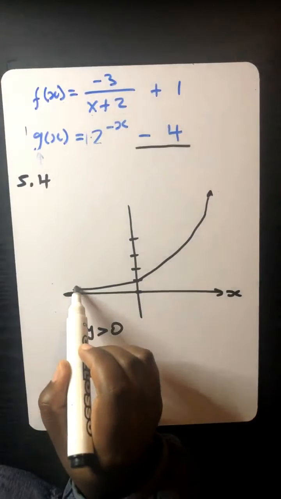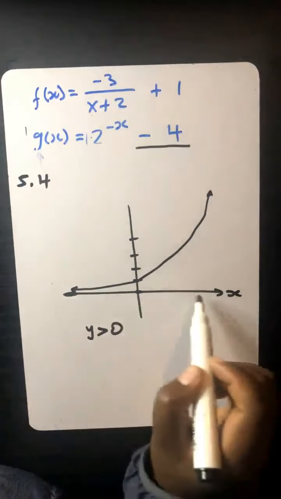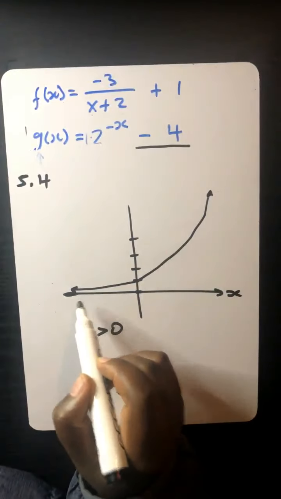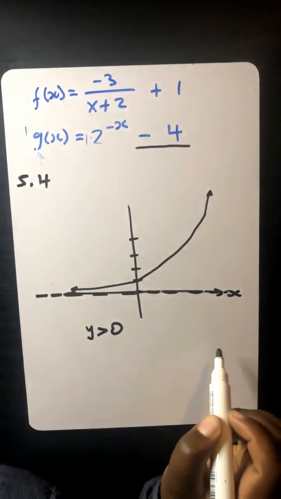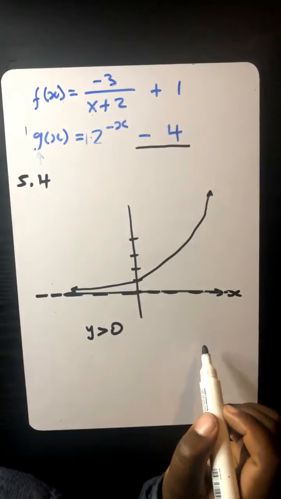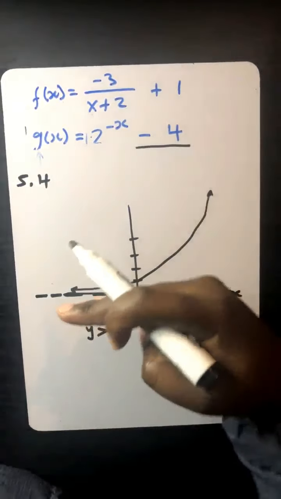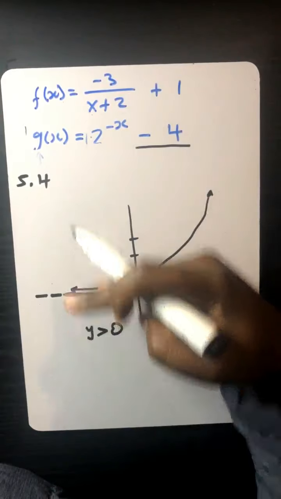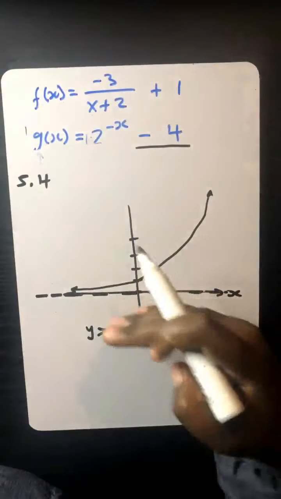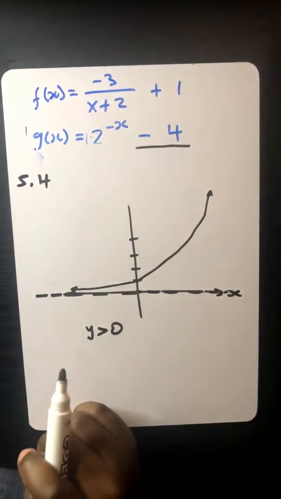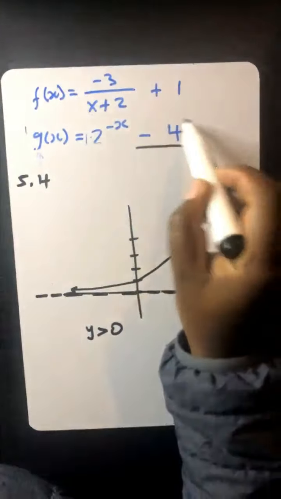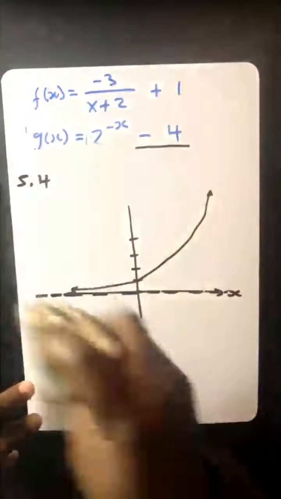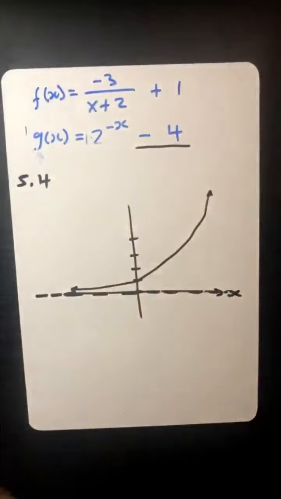So this function just gets closer to that x-axis and it never touches or crosses. That means the asymptote, the x-axis, is actually the boundary of the range of that function. It ranges from, or above, that asymptote. It never touches, never goes below. But in this case, can you see, guys, this exponential function is moved by 4 units downwards. So that means the asymptote now changes and it is no longer zero.